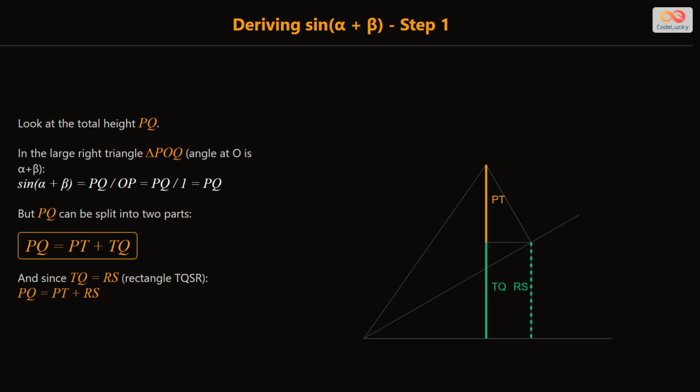Let's derive the formula for sine. Sine is opposite over hypotenuse. For the total angle alpha plus beta, the opposite side is the total vertical height, PQ. We can split PQ into two segments, PT at the top and TQ at the bottom. Since TQ and RS form a rectangle, their lengths are equal. So the total height is just PT plus RS.